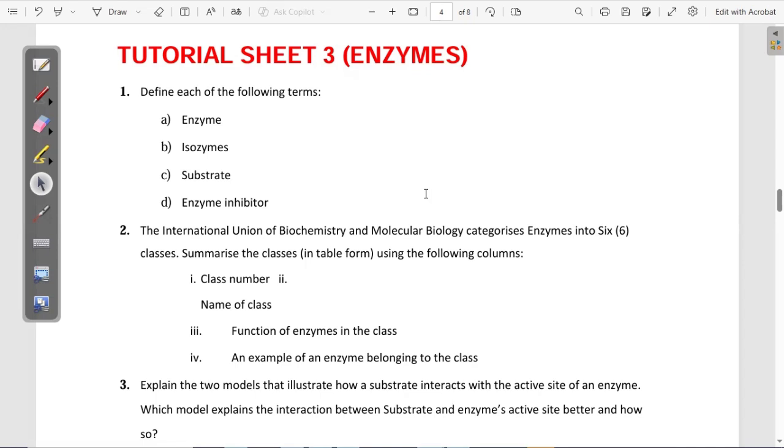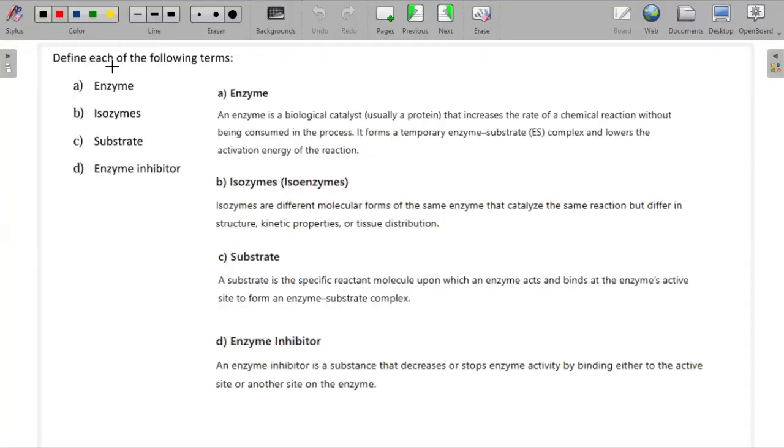Okay, so let's start from question 1. The question says, define each of the following terms. Define each of the following terms. So they've given us the enzyme, the isozymes, the substrate, and then the enzyme inhibitor. Okay, so what is an enzyme?